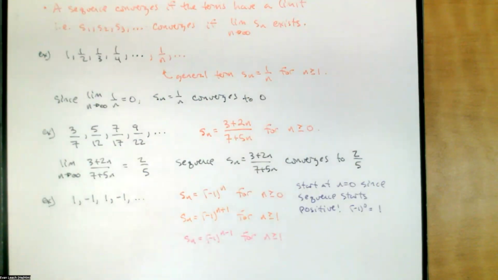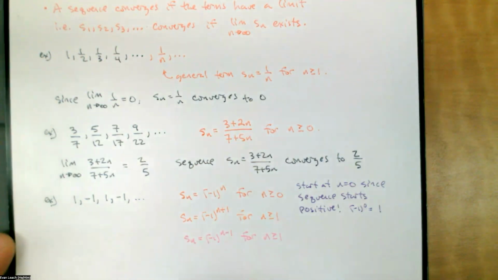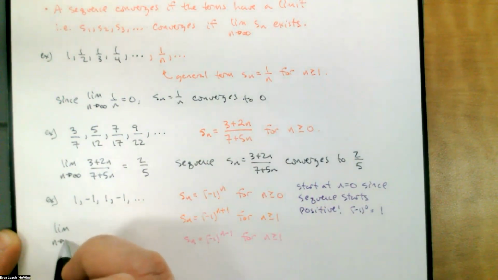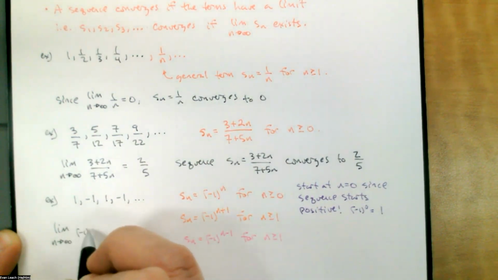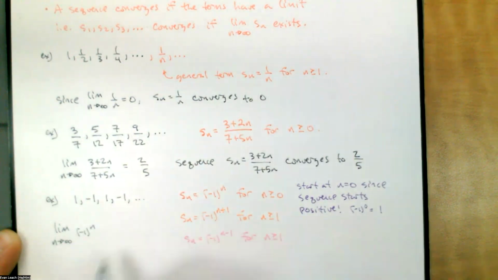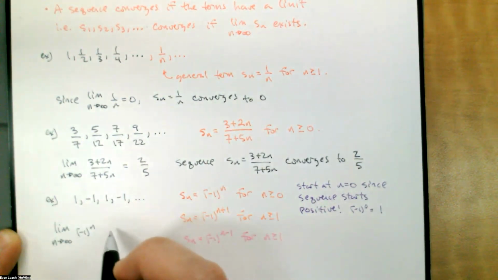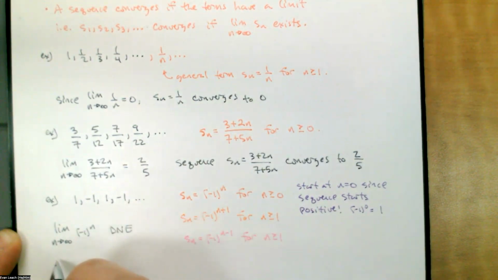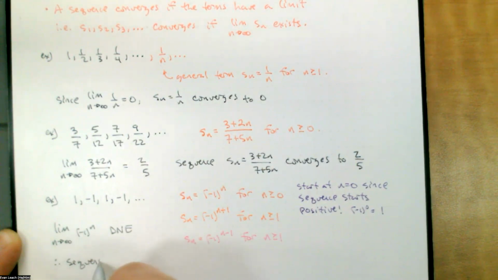From a convergence standpoint, this sequence diverges because the terms do not have a limit. So the limit as n goes to infinity of -1 to the n, or -1 to the n plus 1, or -1 to the n minus 1, does not exist. So therefore, the sequence diverges.